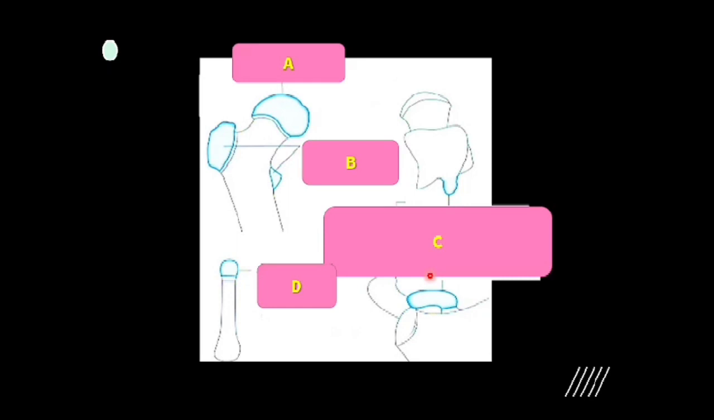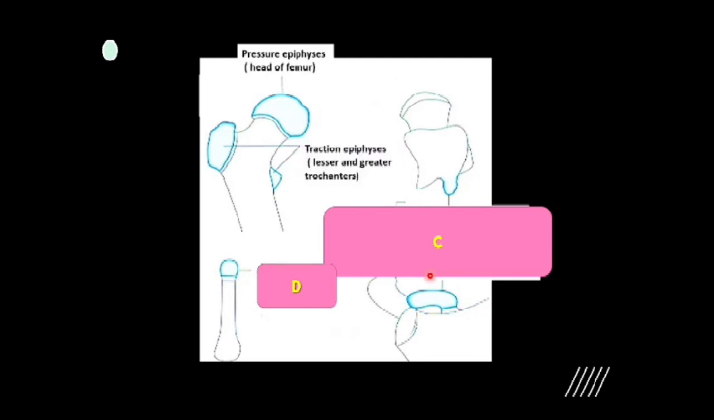So now we'll revise the various types of epiphysis. A, that is showing the head of femur. You know that head of femur helps in the weight transmission. So that is pressure epiphysis. Then B is denoting the trochanters of femur. So trochanters are formed by the pull of muscles. So that is traction epiphysis.